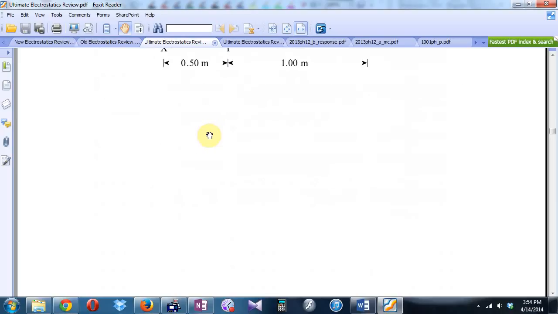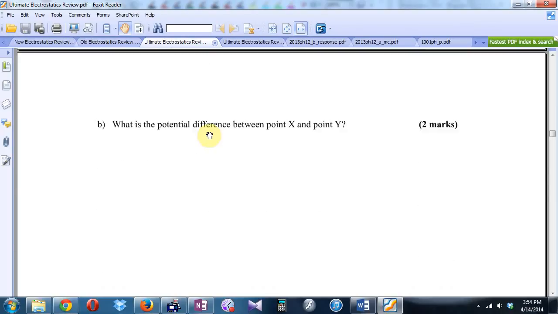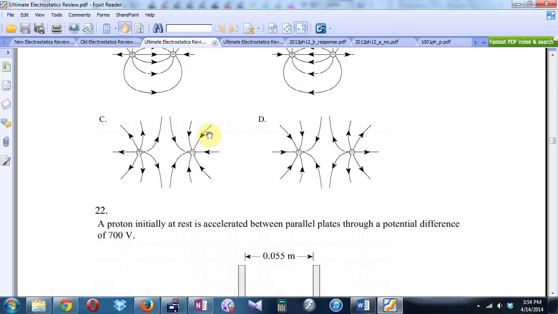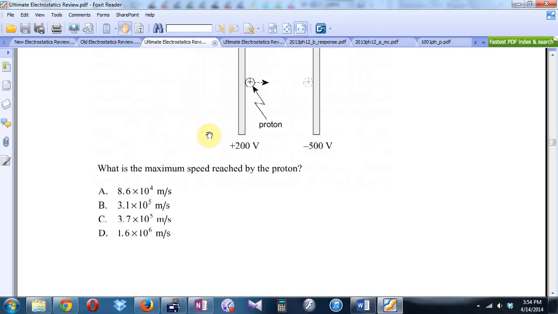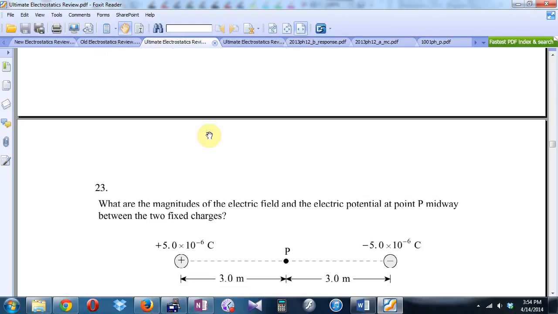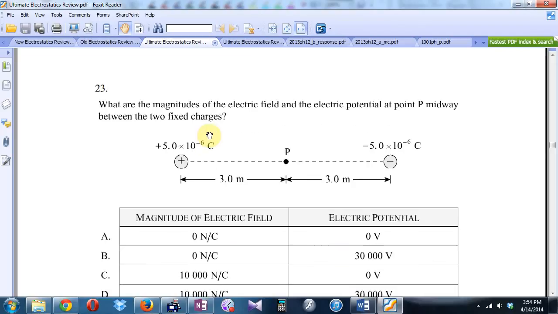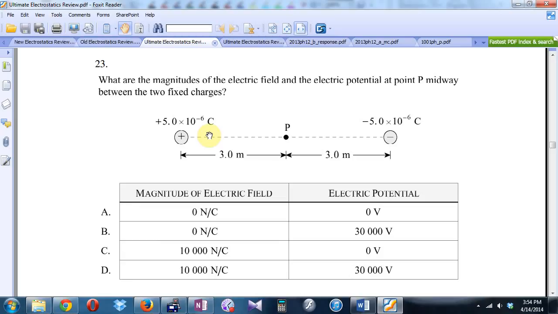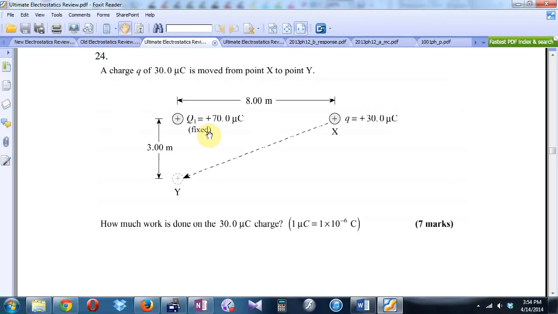I like number 20. 21, sure. I like number 22. Well, 23 is another electric field question. So obviously I like it, but I've already said I like like 5 of them. But yes, I like this one. Oh, here it's also asking for the electric potential. So electric field and electric potential. Nice touch.